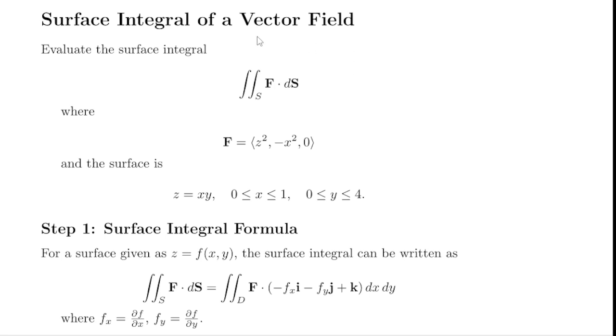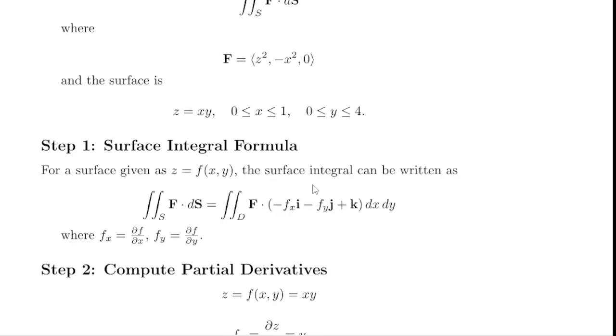In this video, we want to find the surface integral of a vector field where F is z squared, negative x squared, 0. And the surface is z equals xy, x between 0 and 1, and y is between 0 and 4. For this one, we're going to use a different formula.